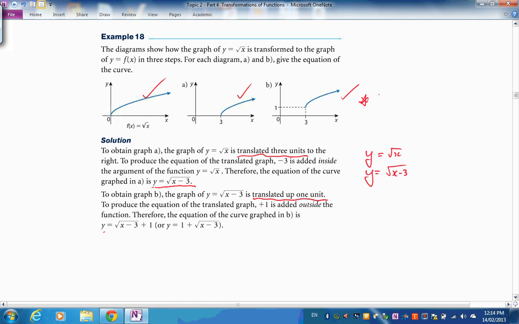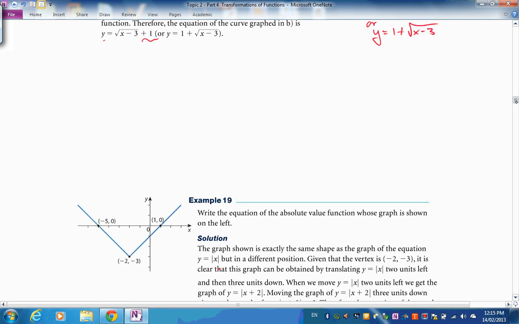Now it's translated up 1 unit. This last graph here has gone up 1 unit. So that is a translation in the vertical direction, the y direction. So what we're going to do down here is add 1. Remember, that's the notion in the vertical direction. The direction of the translation is the same as the constant added. So y will be root x take 3 plus 1. Or you might like to write it as 1 plus root x take 3. And you can check that all out by drawing it on the graphics display calculator.